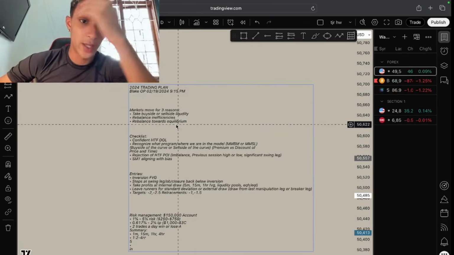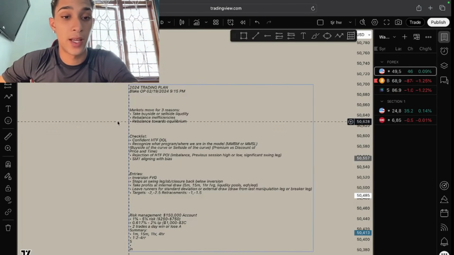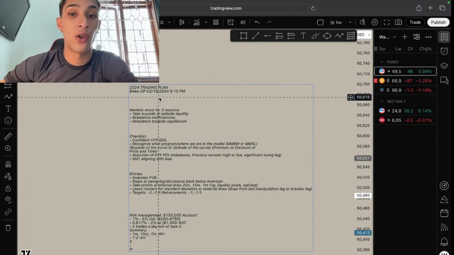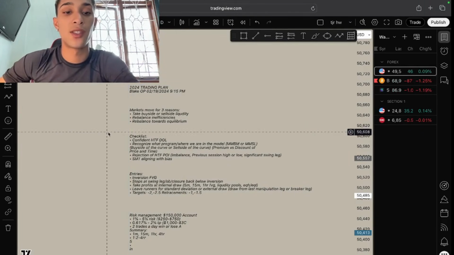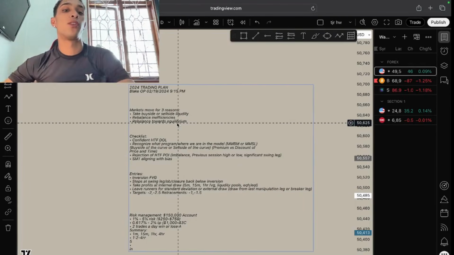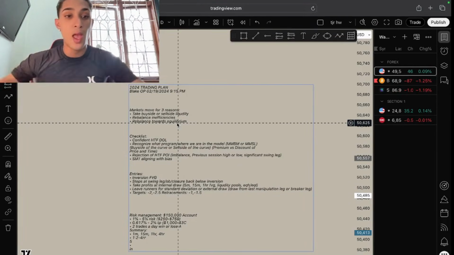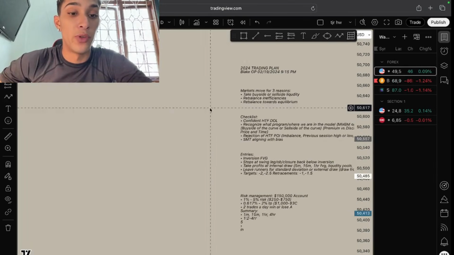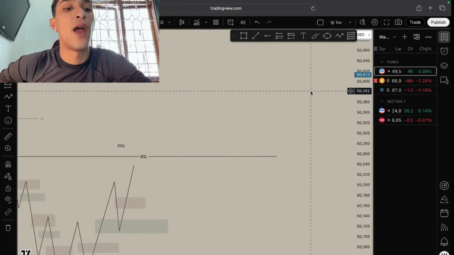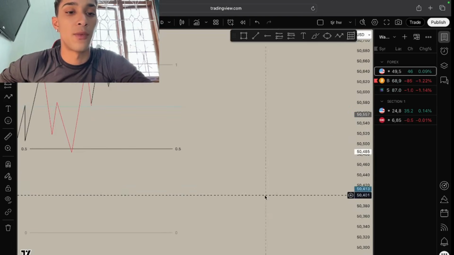But yeah, so it's always going to be looking to take out sell side or buy side liquidity, being highs and lows, rebalancing inefficiencies, or us rebalancing towards equilibrium. I'm going to explain equilibrium for you guys quickly. I've got a drawing here for you. Very, very simple concept. Bang.